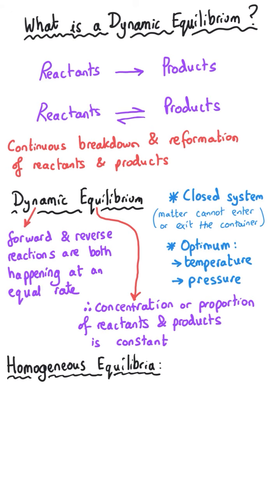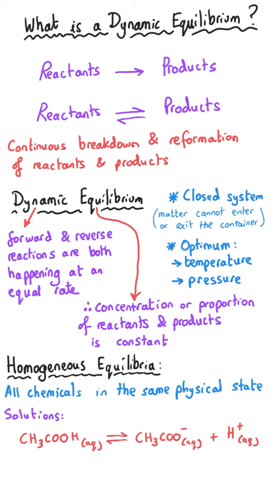The equilibria that you will be encountering are going to be homogeneous equilibria, and that's where all of the reactants and products are in the same physical state or phase. And the two situations that you're going to encounter are where everything is a solution, so the state symbol would be aq for aqueous, or where everything is a gas.